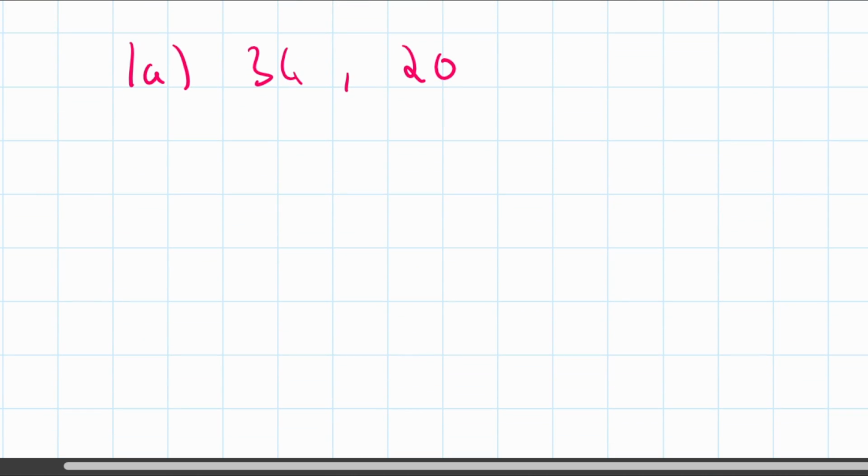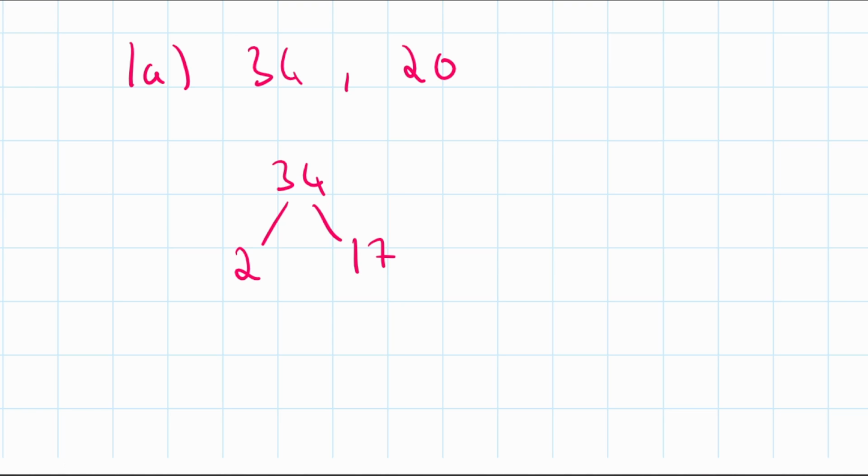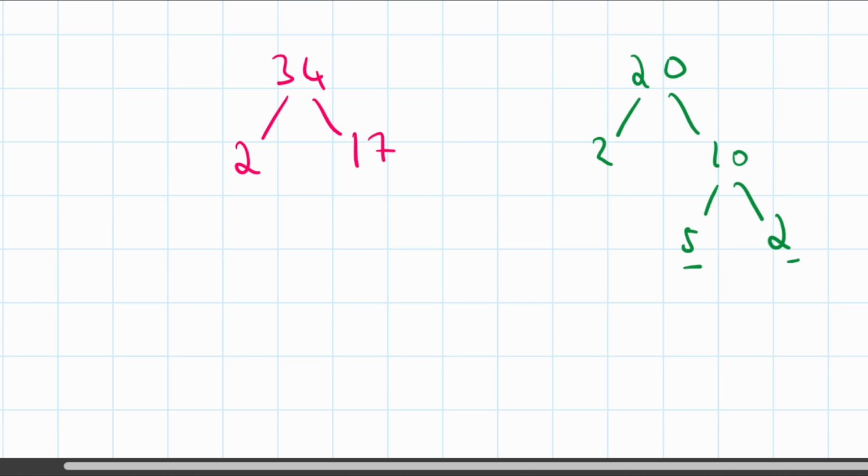And so the first thing we're going to do is break these down to the product of prime factors. So 34 broken down to its prime factors is the following. You can see that 2 goes into this, and 17. And 17 is a prime number, so we'll leave it there. The next thing is 20. We can break it into 2 and 10, and 10 breaks down further to 5 and then 2. And then these are both prime numbers.